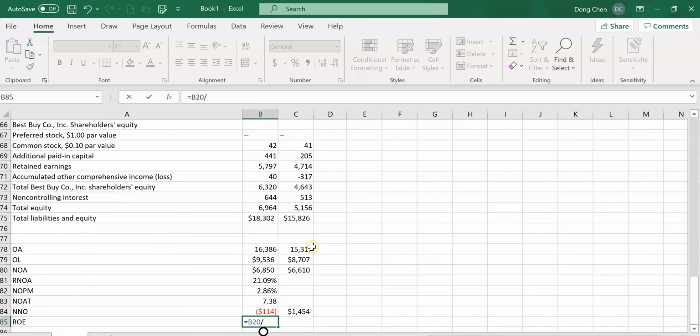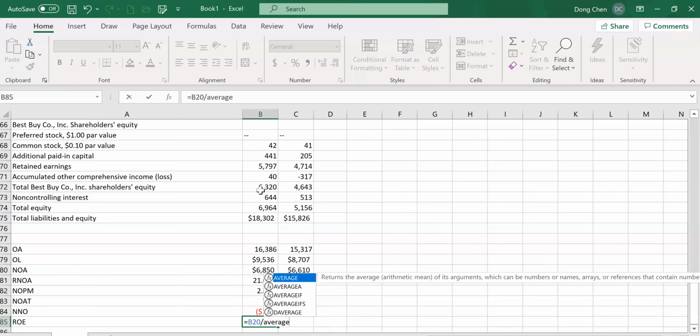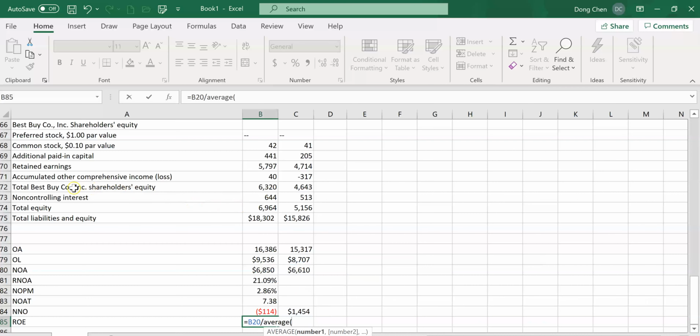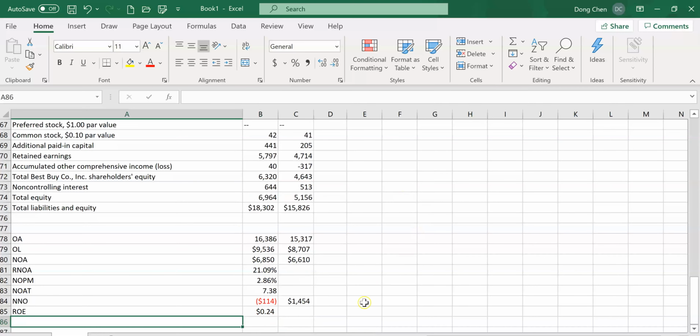One is the total equity. The other one is the total Best Buy Co. shareholders' equity. Since we have used the income attributable to the parent company for the numerator, for the denominator we should also use the shareholders' equity from the parent company's perspective. So that means we should use the average level of the total Best Buy shareholders' equity of these 2 numbers. So this is my ROE.